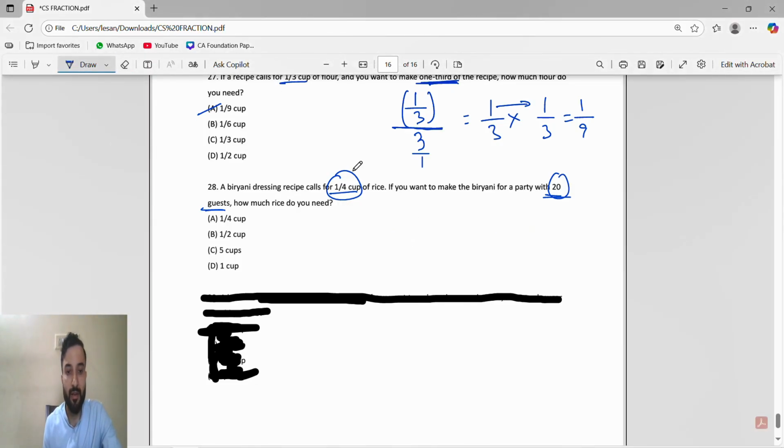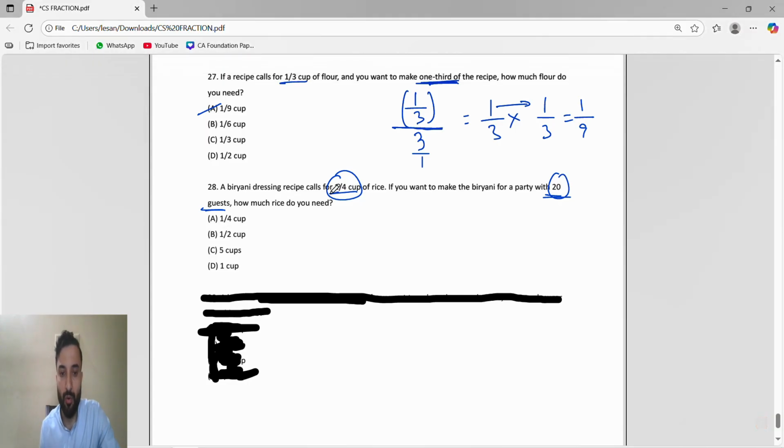Okay, now guys, see here: a biryani recipe calls for 1/4 cup of rice. We have 1/4 cup of rice. If you want to make the biryani for 20 guests, how much rice do you need? We are making it for 20 guests.